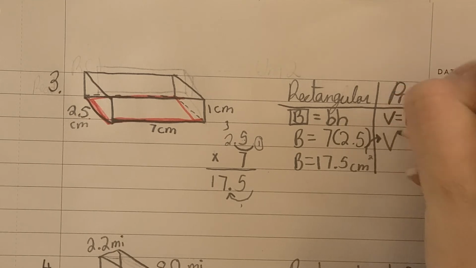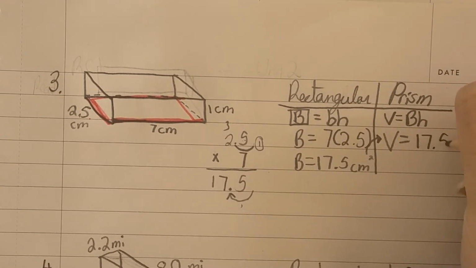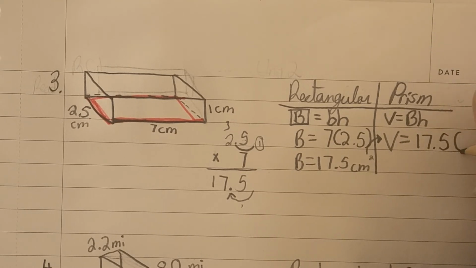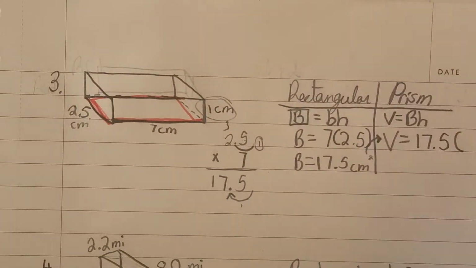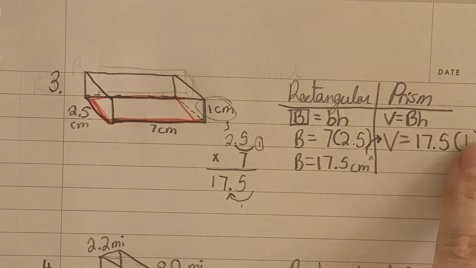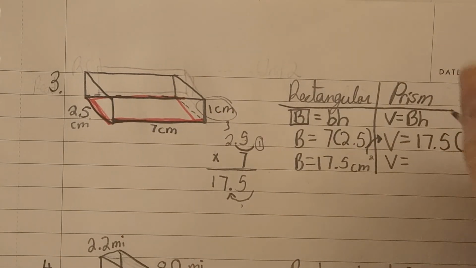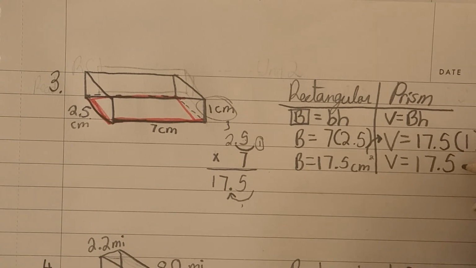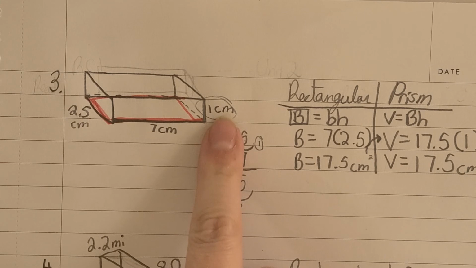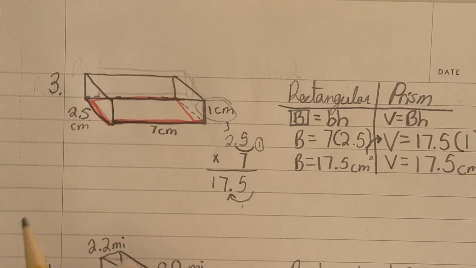All right. So now our volume is the area of our base, that's 17.5, times the height of our prism. So our prism is 1 centimeter tall. Well, we know anything times 1 is itself. So the volume of our whole prism is now 17.5 centimeters cubed, because now we've done it by a 1/3 centimeter unit. Okay, but it's still 17.5.